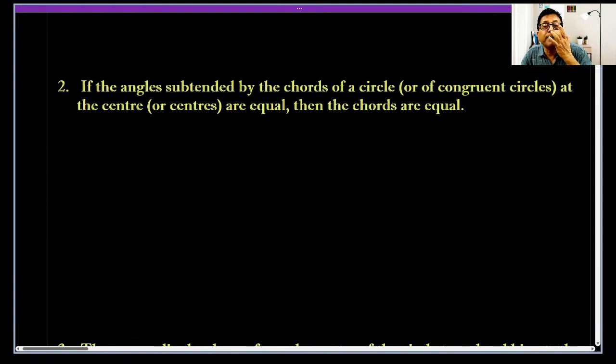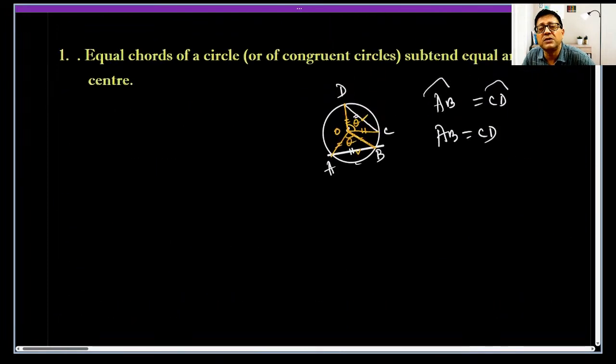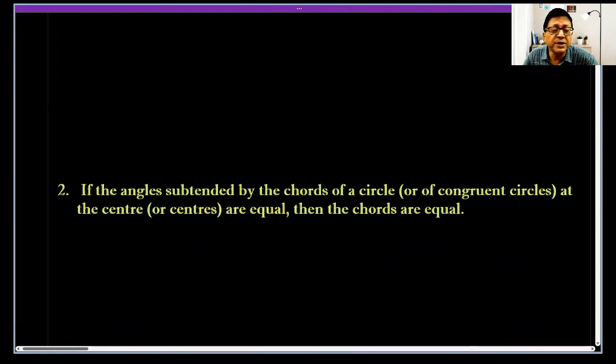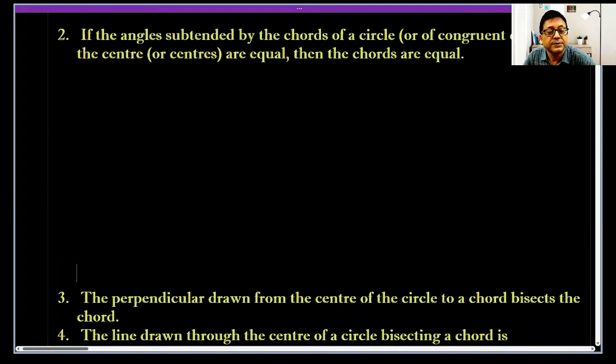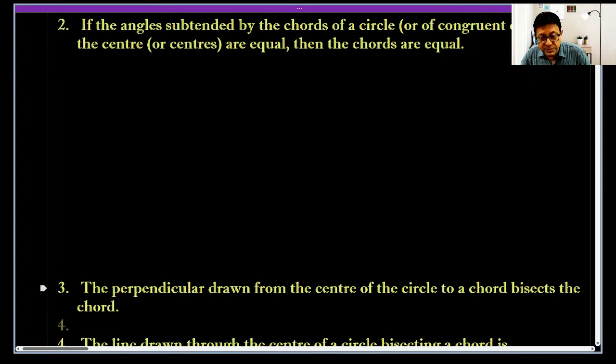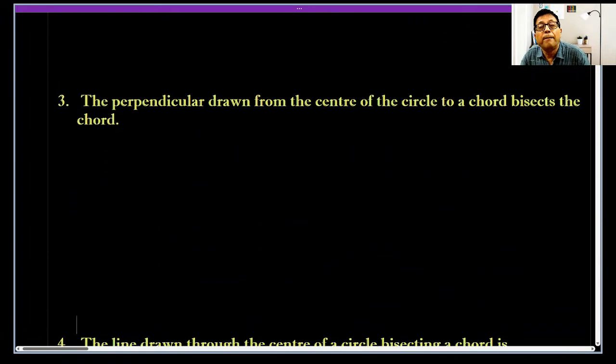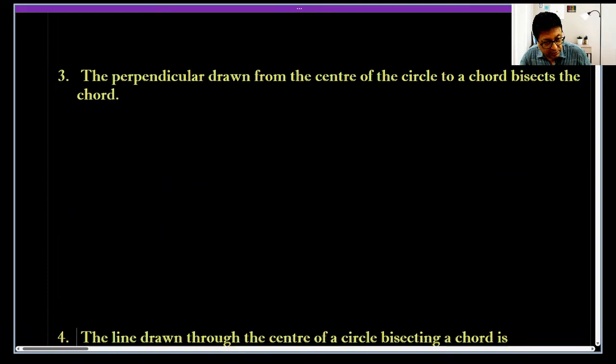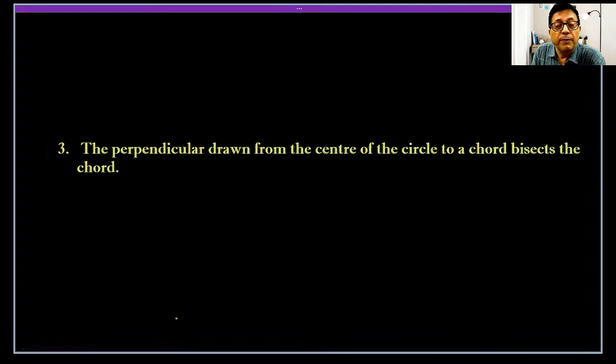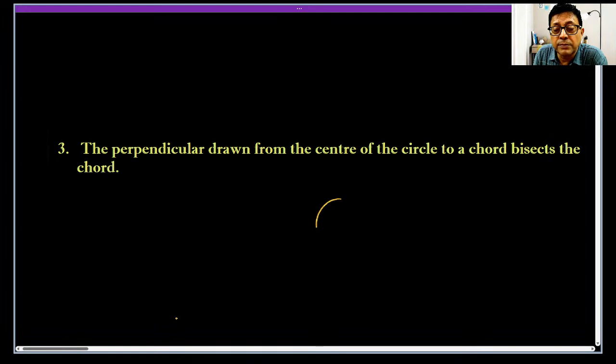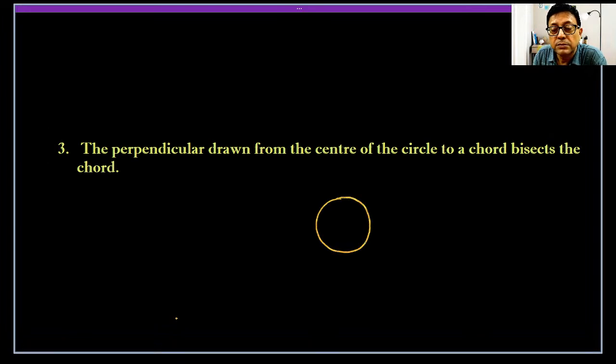If the angles subtended by the chords of a circle are equal, then the chords are equal. Again, by using the converse of this theorem, you can prove that. These are all theorems studied by students of class 9. A perpendicular drawn from the center of a circle to a chord bisects the chord. This is also very easy to prove.